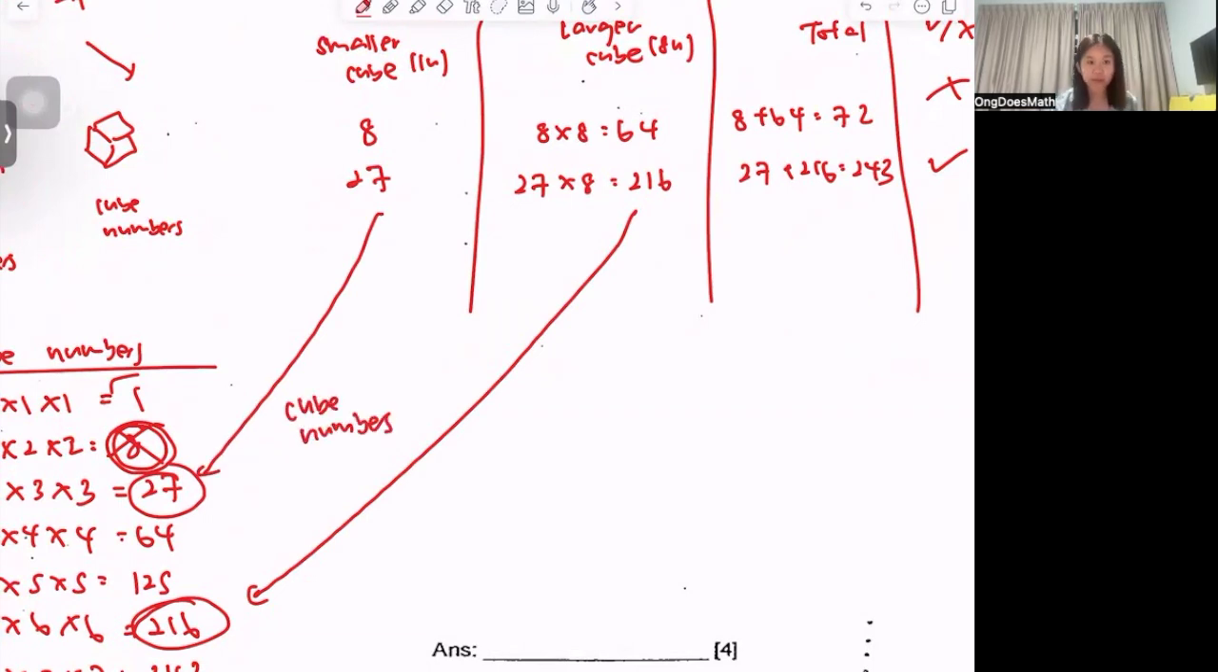Which is what we want, right? Because both the smaller and the larger figure are cubes, which means that the volumes must be cube numbers. And we got our answer.